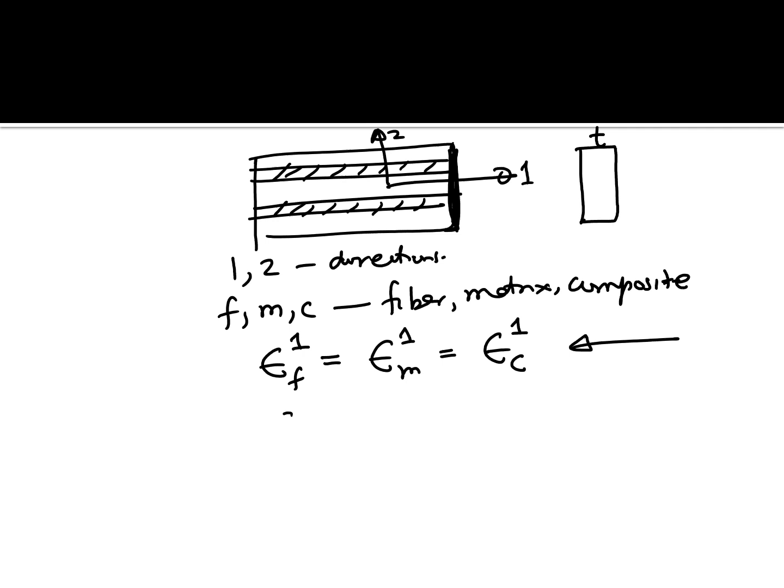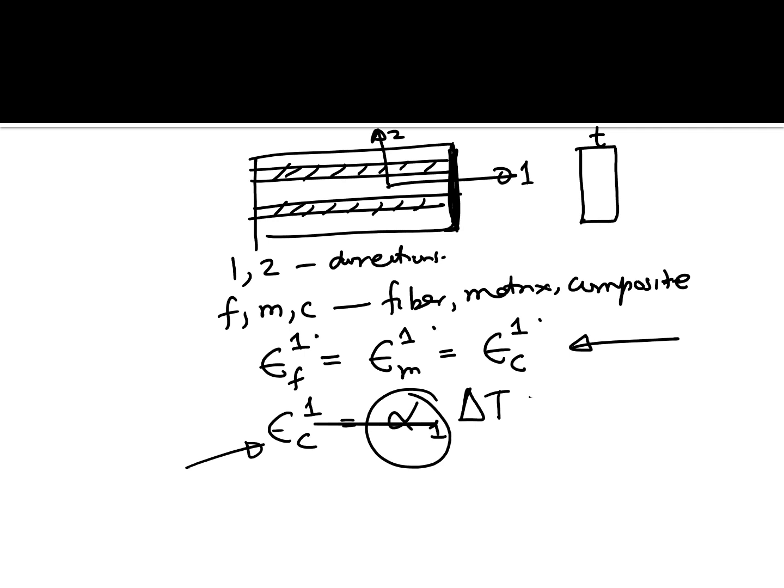Now we know that the strain in the composite will be equal to alpha 1, which is the thermal expansion coefficient of the composite, multiplied by delta T. That's what epsilon C1 would be. So the question is, how can we find this alpha 1? We know this is the strain in the composite, and we know the strain in the fiber, matrix, and composite is the same. How can we use this information to go forward?